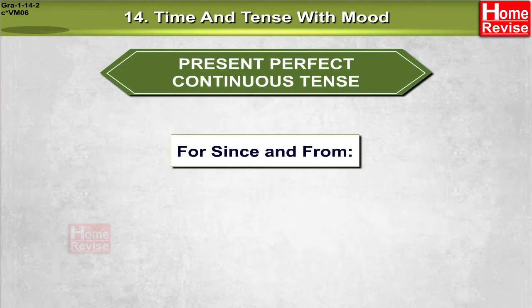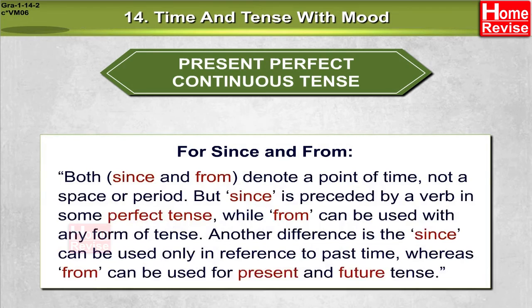For, since, and from. Both since and from denote a point of time, not a space or period. But since is preceded by a verb in some perfect tense, while from can be used with any form of tense. Another difference is that since can be used only in reference to past time, whereas from can be used for present and future tense.